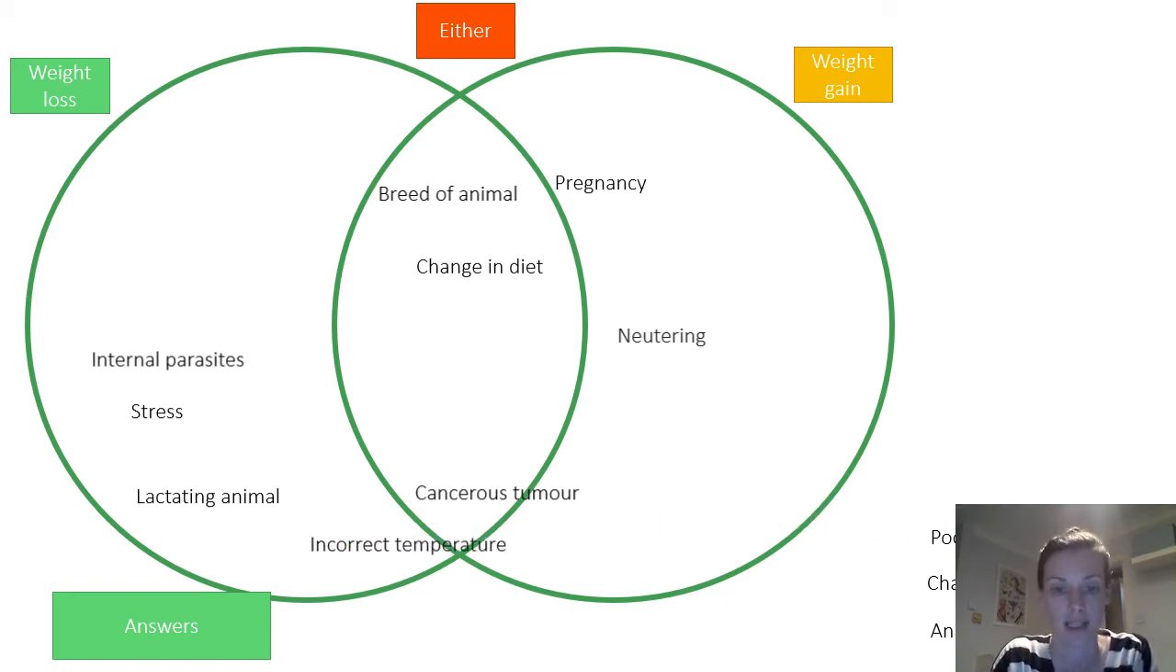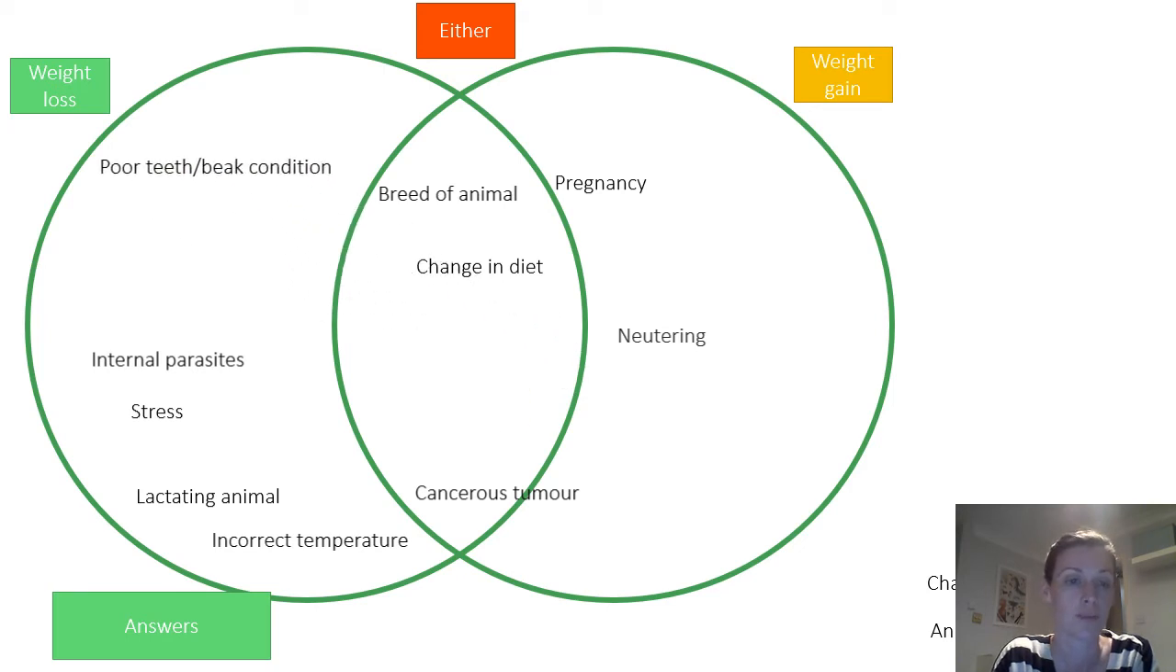Now, putting correct temperature in, because like at the start of the lesson I said we were looking at those 6 animals. If you've got a reptile such as a bearded dragon and you've got it in a very cold vivarium, that animal's not going to have enough energy to move to find its food, enough energy to break down its food, and therefore it's going to lose weight because it's not able to get the energy it needs from its food.